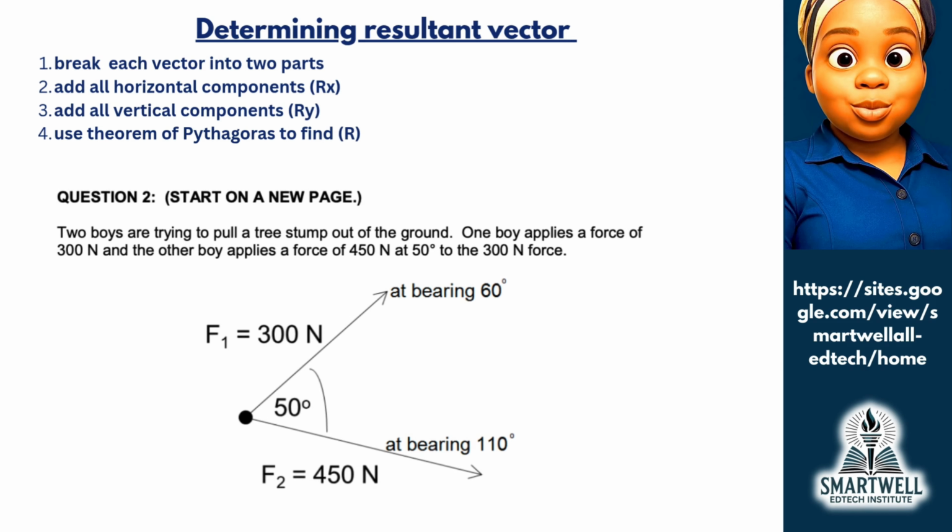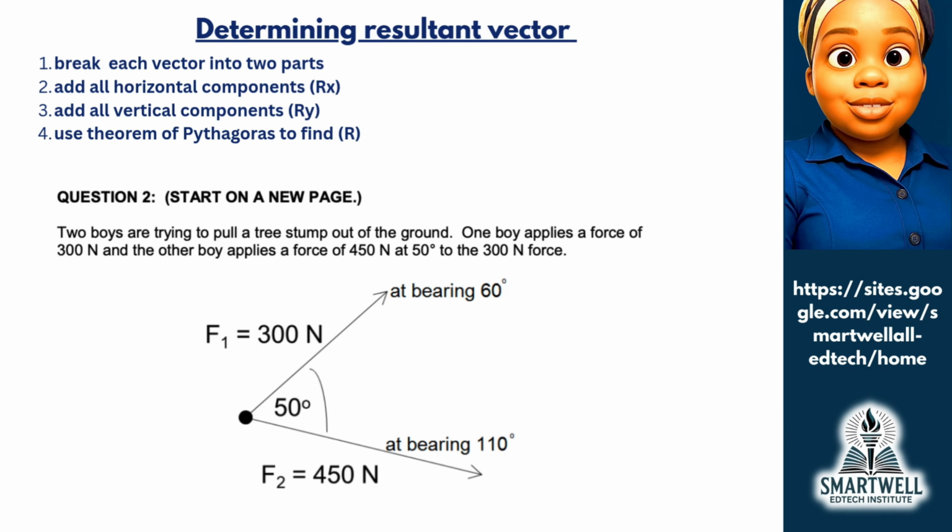Two boys are trying to pull a tree stump out of the ground. One boy applies a force of 300 newtons and the other boy applies a force of 450 newtons at 50 degrees to the 300 newtons force. Here is the diagram that visualizes that.